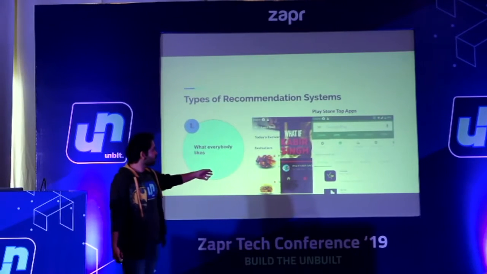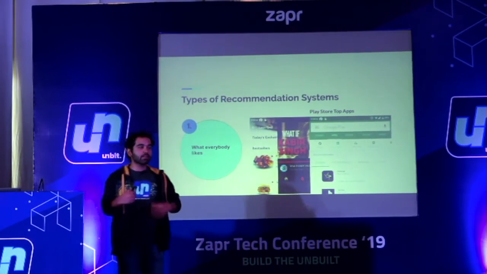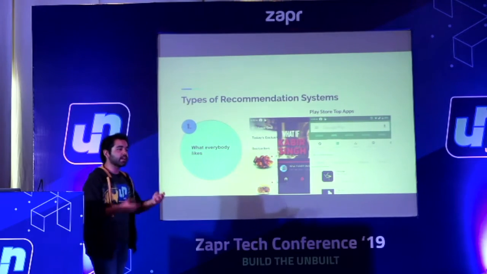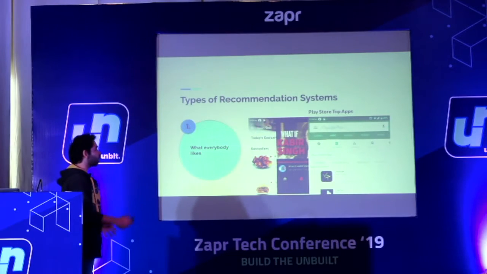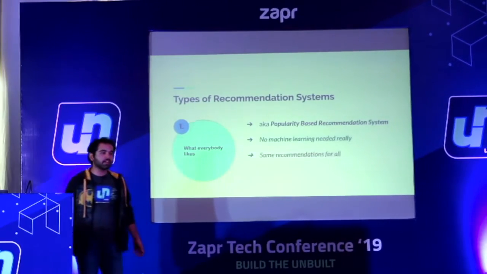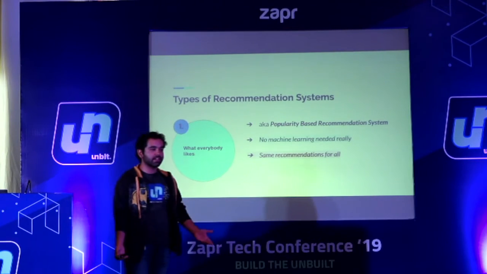recommendations made to you to maybe watch this, eat this, or install this based on just the consumers that are out there and how much they are making it popular, right? And how active those things are. And this, hence, is called popularity-based recommendation systems. So there's no machine learning needed here, obviously.